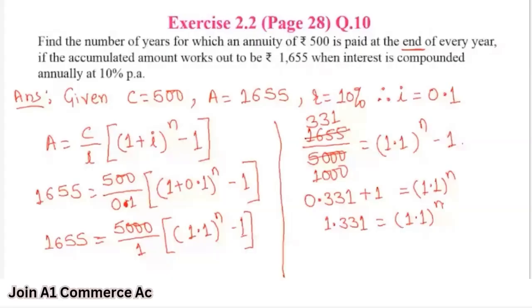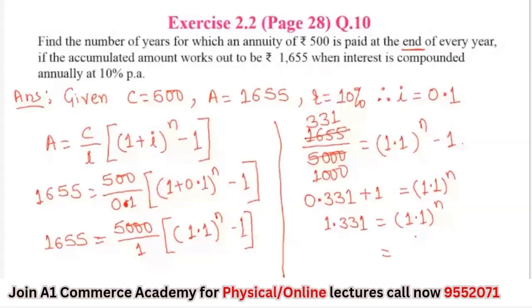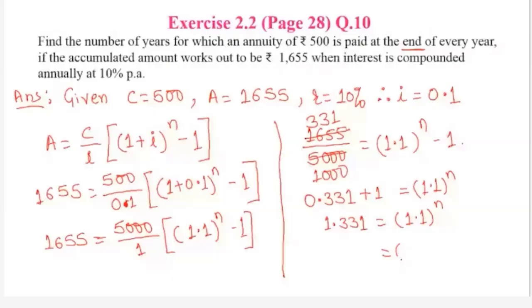Now on the right hand side, I have 1.1 raised to n. Correct? So on the left hand side also, I'll have to make it the same. So I'll have to take 1.1 raised to what that is 1.331. For that, I took help of a textbook. Let me write here at the top: 1.1 raised to 3 is equal to 1.331.